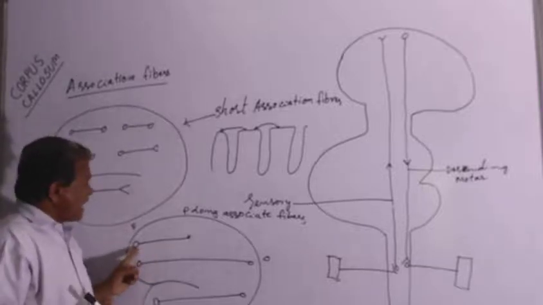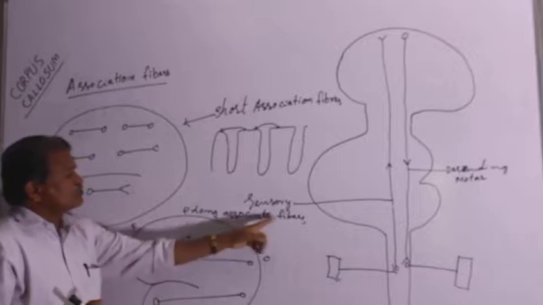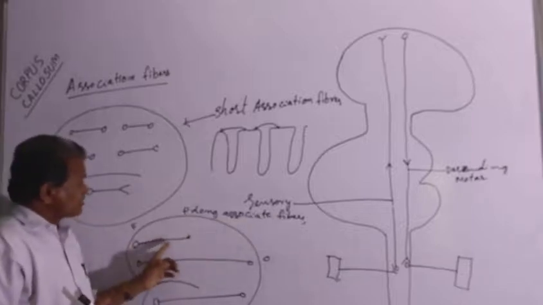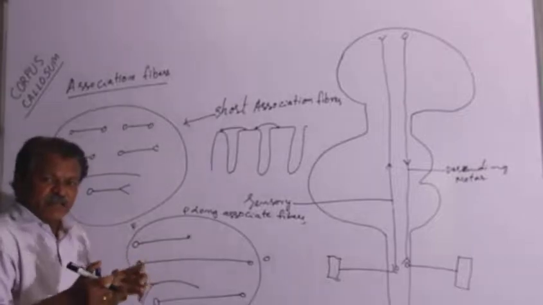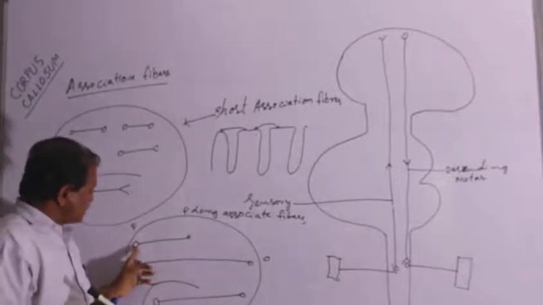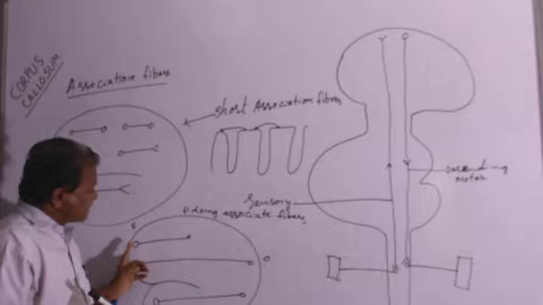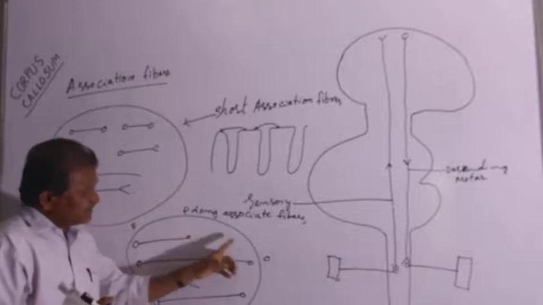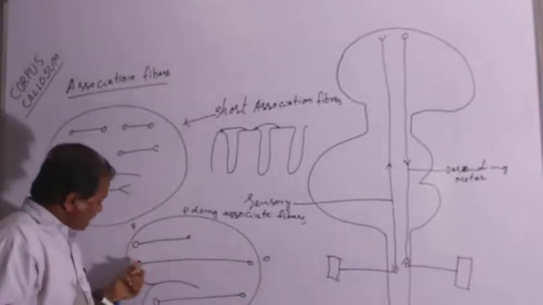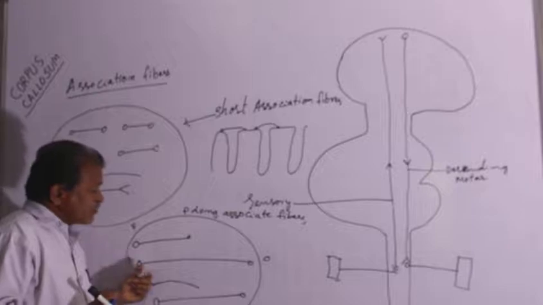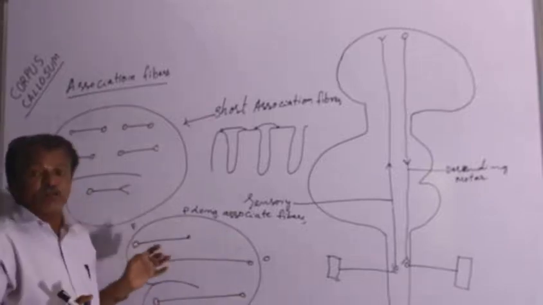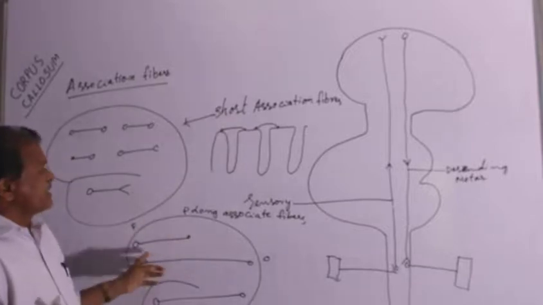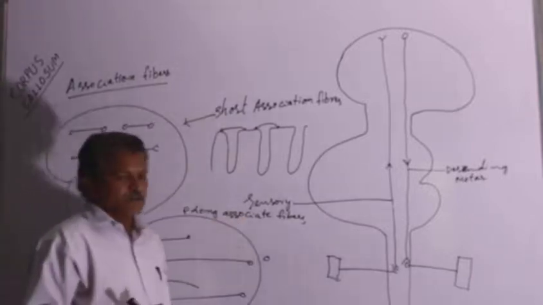Here there are long association fibers. These long association fibers connect the lobes; they are present interlobularly. It connects the frontal lobe with the parietal and the occipital, or from the occipital to the frontal, moving anterior-posteriorly. So they are named long association fibers.